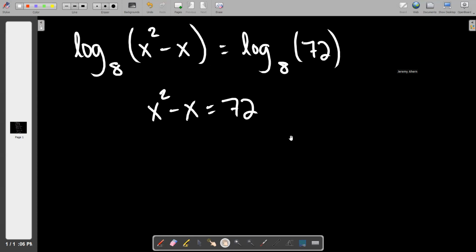I hope I haven't lost you with that. That should be a very simple concept. You just drop the logs and then solve the resulting equation.